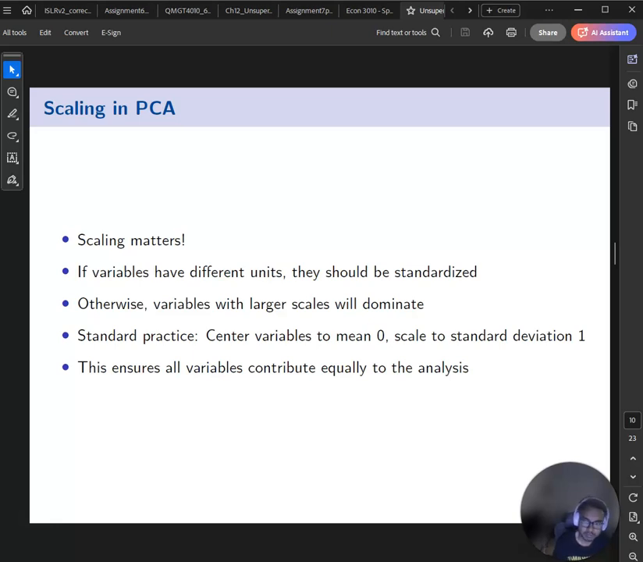Think of it in this way. We want PCA to tell us which variables explain the most variation, but not which variables happen to be measured in larger units. Proper scaling lets the actual relationships in the data, rather than the arbitrary units, determine our results. So that's what PCA is.